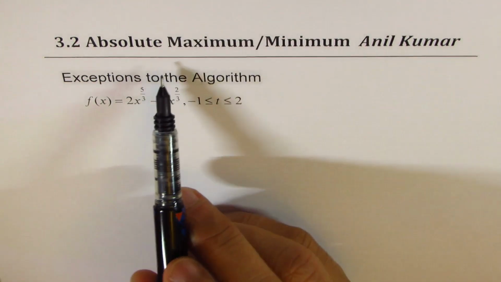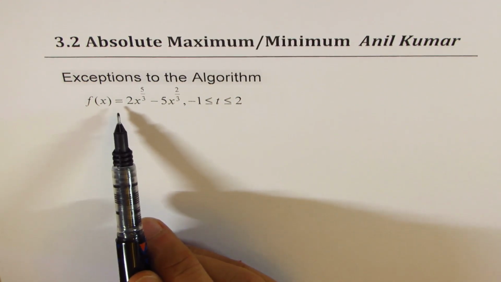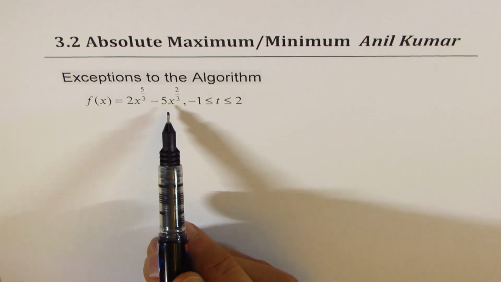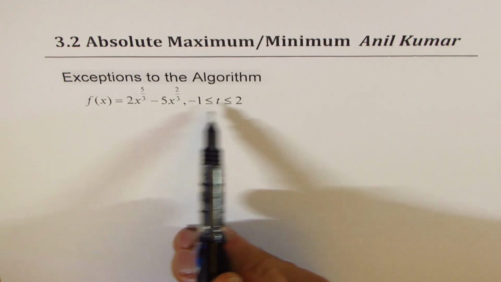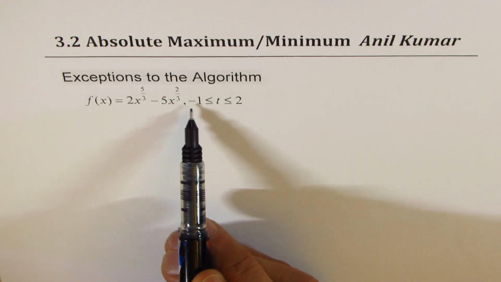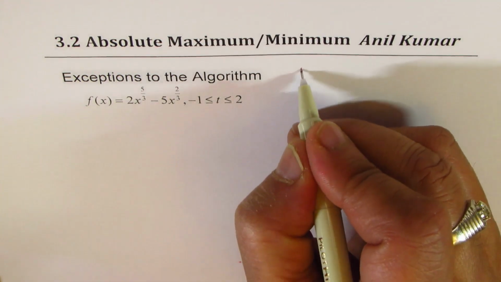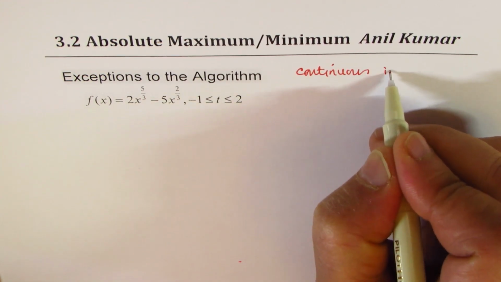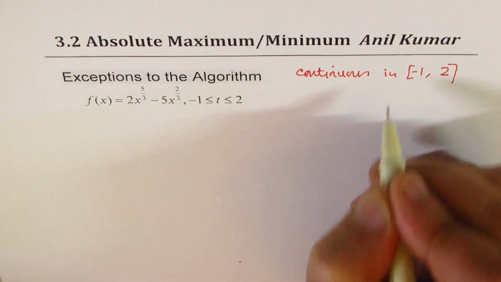Now here we'll talk about absolute maximum and minimum for the given function f of x equals 2 times x to the power of 5 over 3 minus 5 times x to the power of 2 over 3 within the interval minus 1 to 2. As you can see, this is a radical function which is continuous in the given interval. Perfect. So the first criterion is met, which is that it is continuous in the interval minus 1 to 2, both included. That's very important, closed interval.